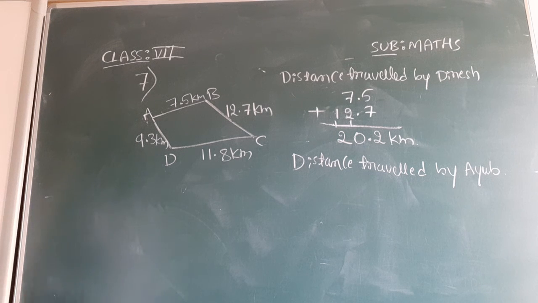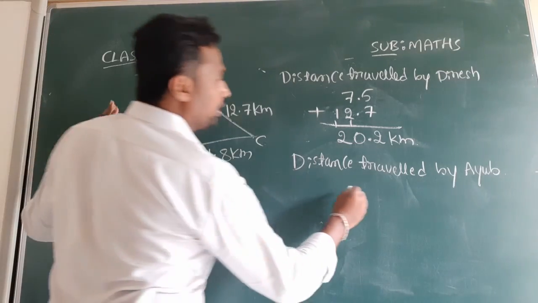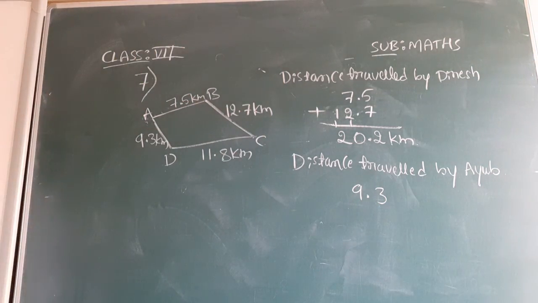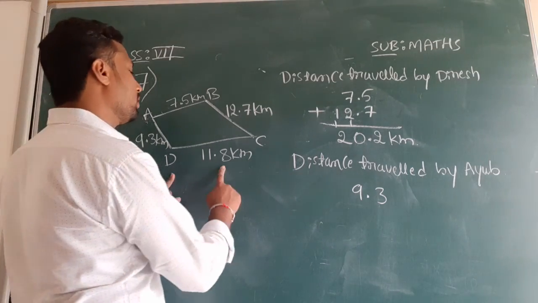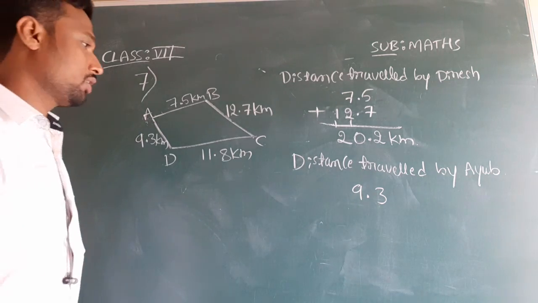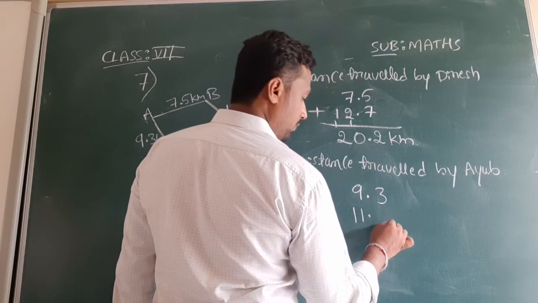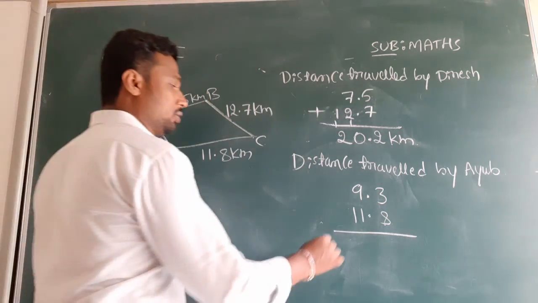Now, distance traveled by Ayub from A to D, how much is given? 9.3 kilometers. So first I will write 9.3 kilometers. Next, distance traveled by Ayub from this D to C, how much is given? 11.8 kilometers. So here I will write 11.8 kilometers. Now we have to add these two values.